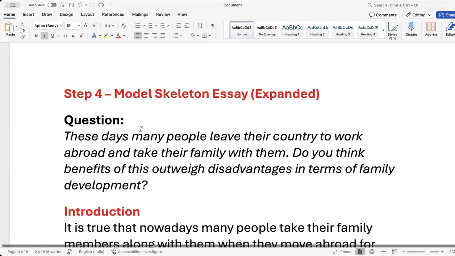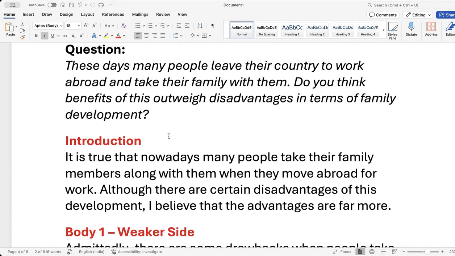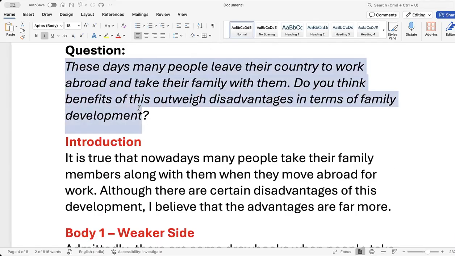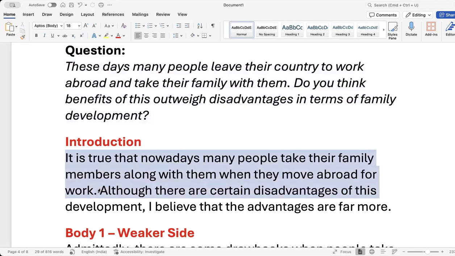Okay. Now let me show you a model essay, and then we'll practice the while, although, despite statements and the conclusion and everything. Okay. So this is the topic. These days, many people leave the country to work abroad and take the family. Do you think the advantages outweigh the disadvantages? So first, I paraphrase the topic very clear, very simply.